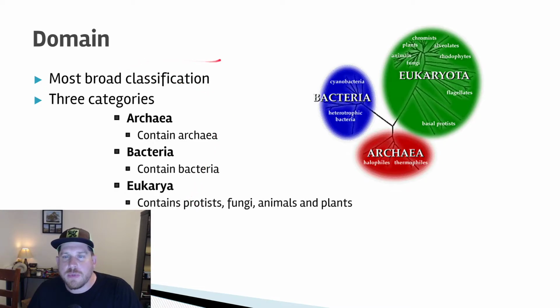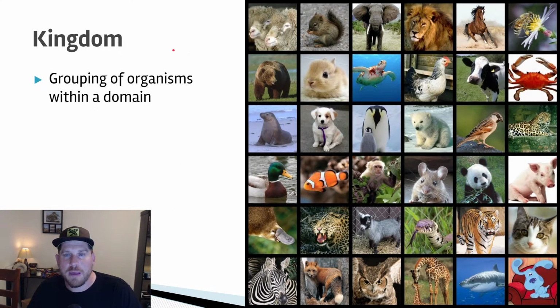So let's get a little more specific. Let's work our way down this level of classification to kingdom. The grouping of organisms within a domain that have similar characteristics are going to be in a kingdom. And as you probably have guessed, these are all images of animals. Therefore, they are in the animal kingdom. But again, on the other hand, we could have put fungi up here. They're a separate kingdom.